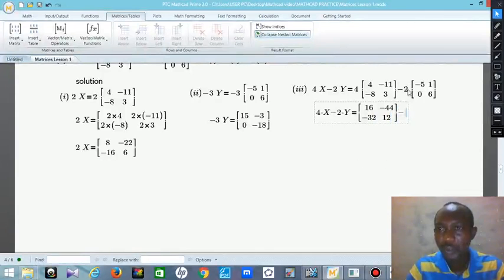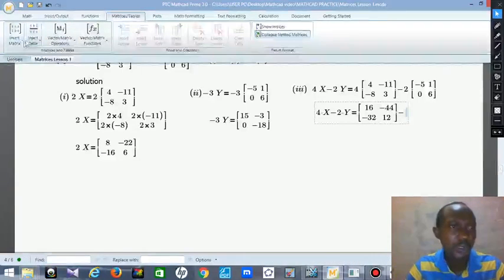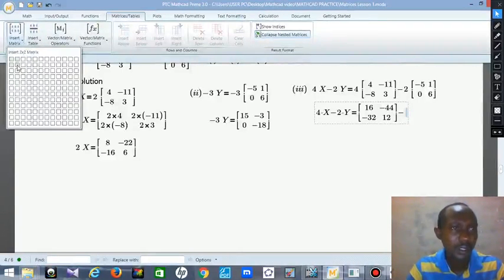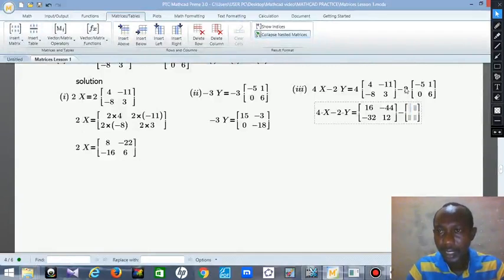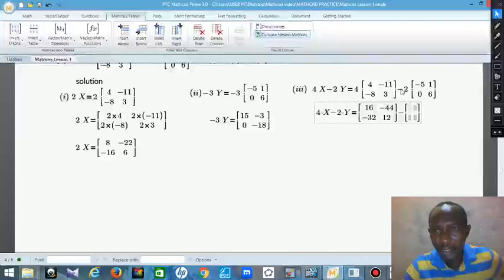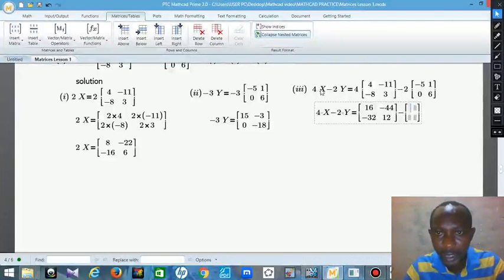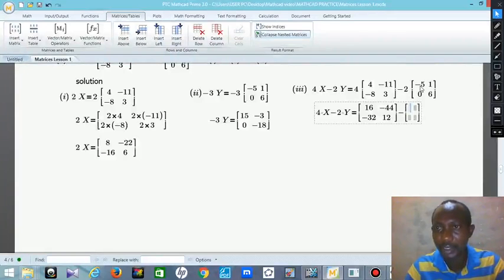Then we have minus, then 2 is going to multiply this matrix. So let's put the bracket there. Okay, so you start, please don't multiply with this minus outside. Leave the minus because the question says 4x minus 2y. So don't use this minus 2 times. Leave the minus. Just take note of that. Leave the minus. So it is only 2 that will multiply each of the elements in this matrix.